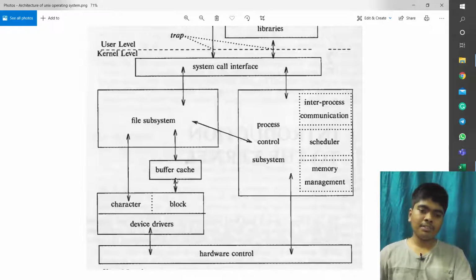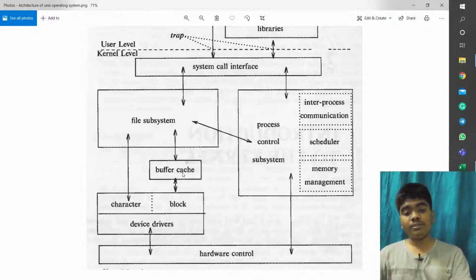The buffer cache will consist of some files, not every file, not every driver. Only some drivers which were repeatedly used by the user with the help of the file subsystem will be stored in the buffer cache. For further usage they will store them in this buffer cache.